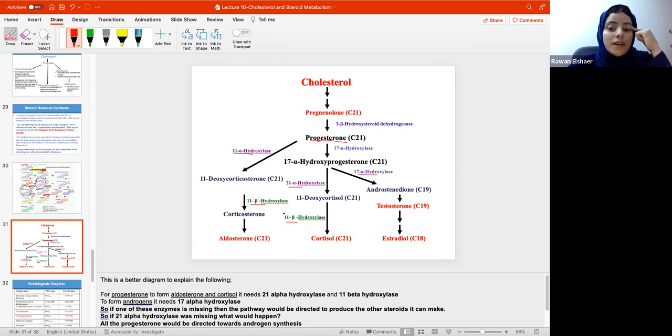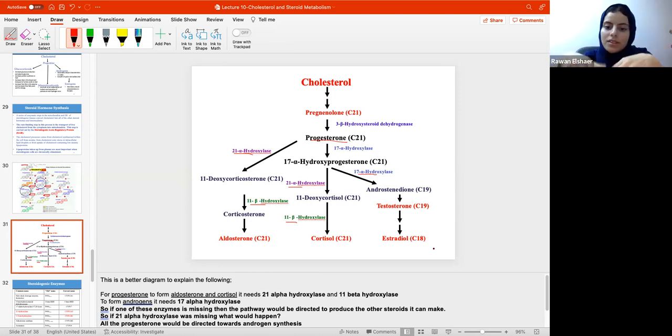So if any of these enzymes were missing, let's say 21 hydroxylase was missing, then the progesterone can't be converted down, it can't go this pathway, and it can't go this pathway either. It will have to go to the androgen pathway, so it will produce androgens. And then your body will be like, okay, there's no cortisol or aldosterone, I need to stimulate the adrenal gland.